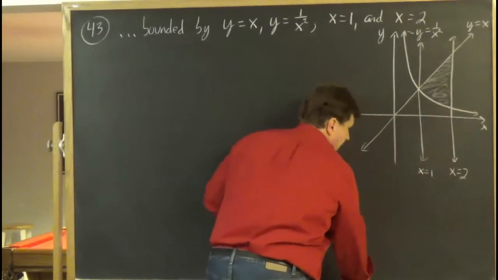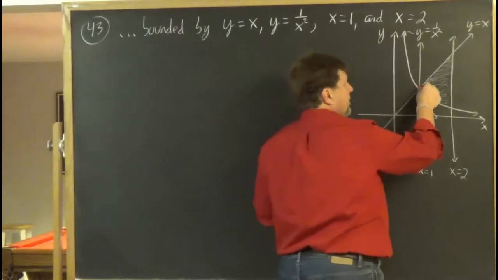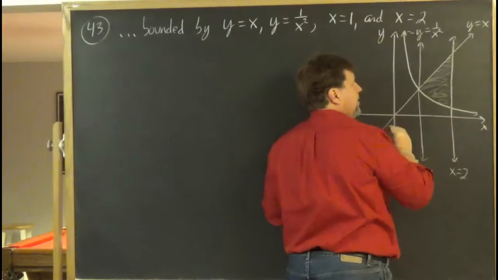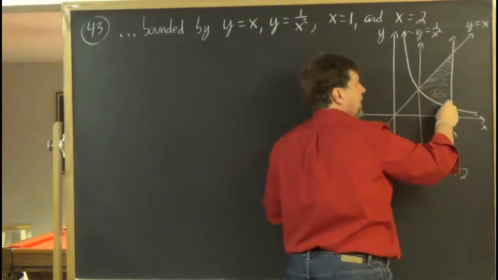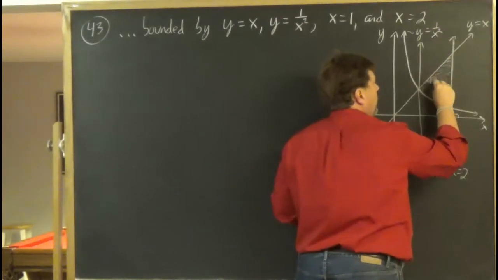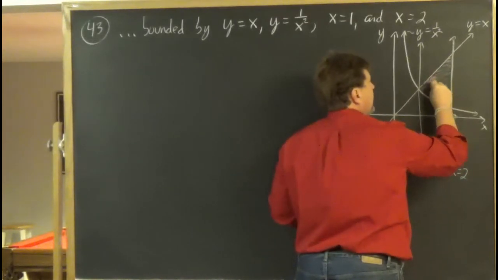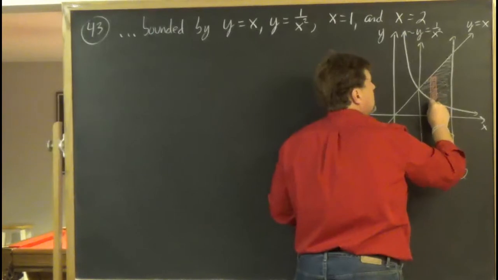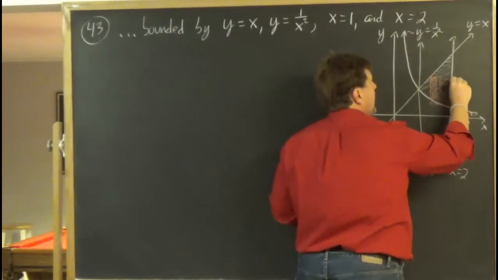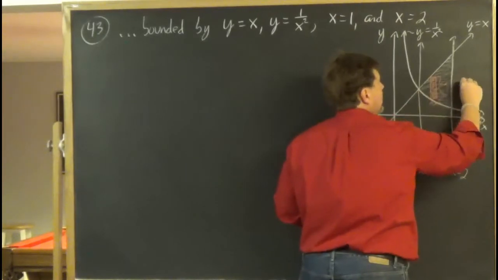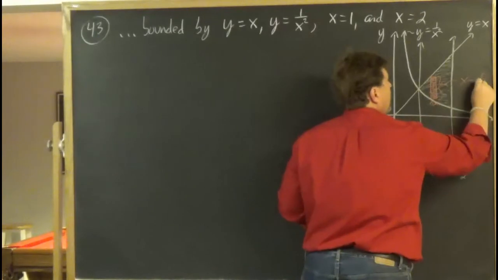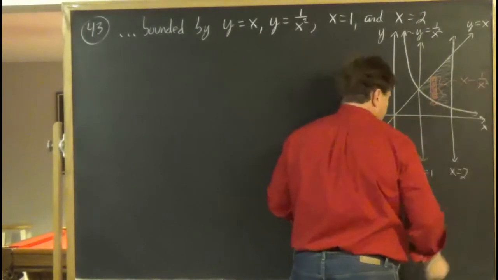Okay, notice, no matter where I put a vertical rectangle in this region, y equals x would be the top curve, and 1 over x squared would be the bottom curve. So I'm just going to arbitrarily put my one representative rectangle right here. Its base is delta x. Its height is the top curve, x, minus the bottom curve, 1 over x squared.